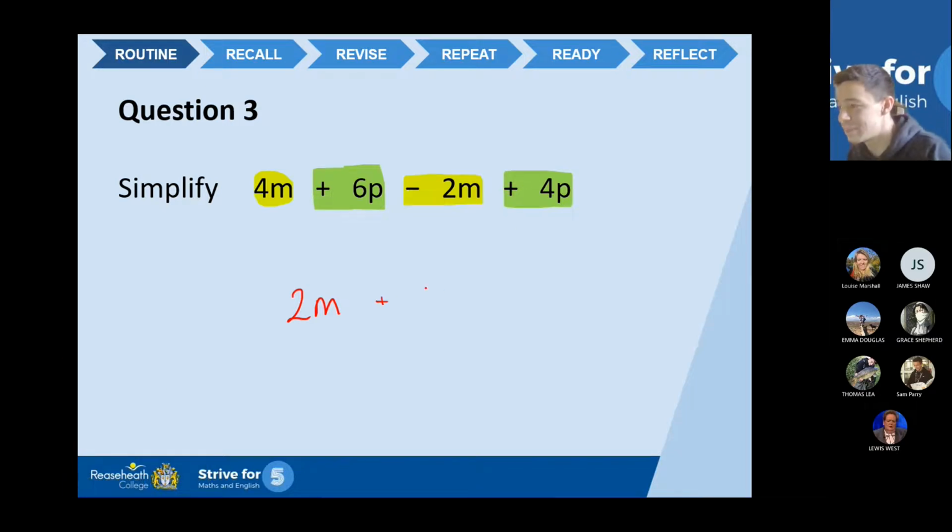Well, that's going to give me 10. So it's going to be 10p. Ta-da! 2m plus 10p. Okay? That's how we do it. We group our things in terms of their collectiveness, okay?